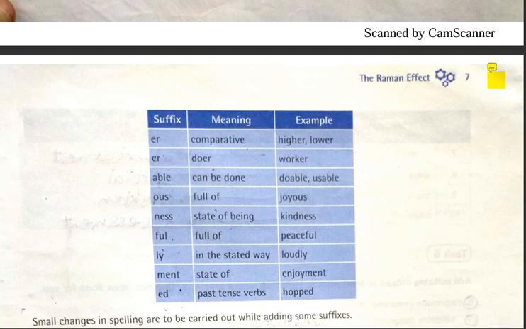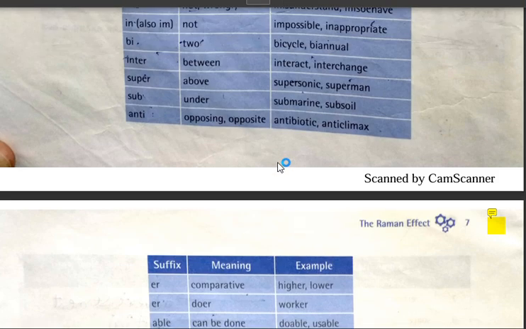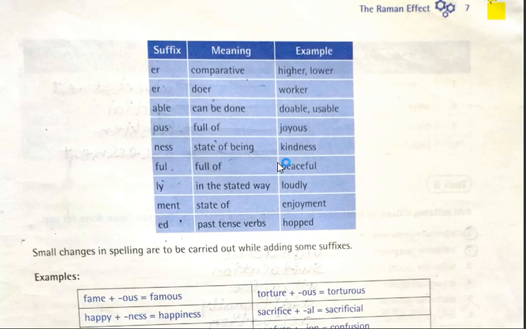Similarly, ly, it is like in the stated way. Ment means similar, like state of. Ed is for past tense verbs. So these are some suffix words and their meanings and their examples. Once look at these meanings and examples, go through them, and you can understand.